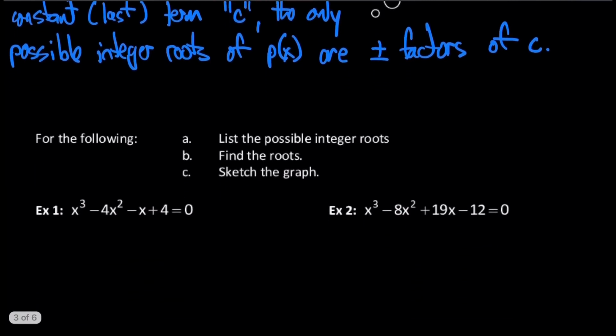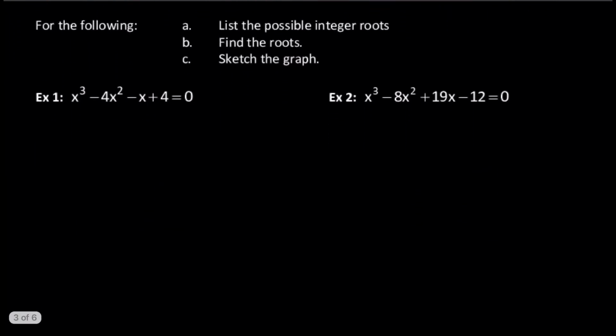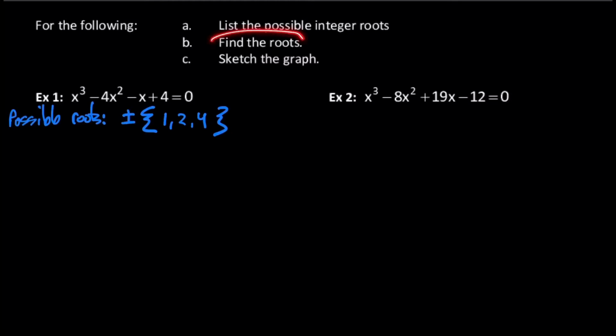Okay, let's do a couple quick examples here. For the following, list the possible integer roots, find the roots, sketch the graph. This is where it starts to get interesting. So first thing I'm going to do is list possible roots. Here's how I like to start. Plus or minus, and then I list all the numbers that are factors of my constant term. There's my constant term 4. So all the factors of 4 would go in here. Well, that's simple. 1, 2, and 4. That's it.